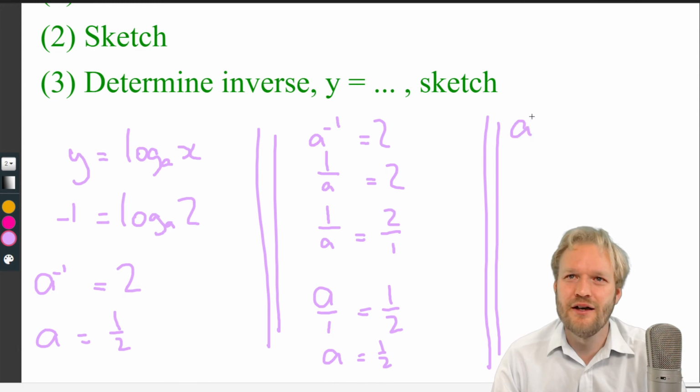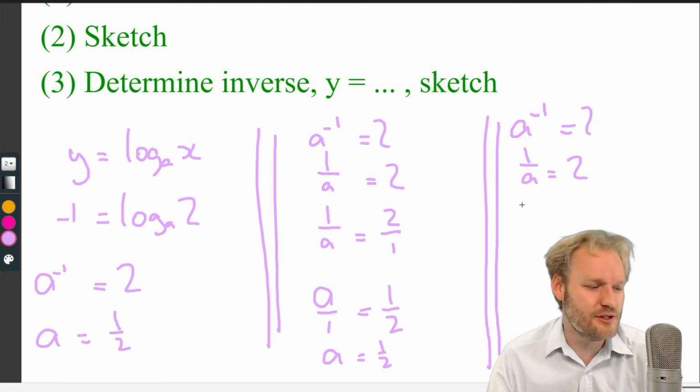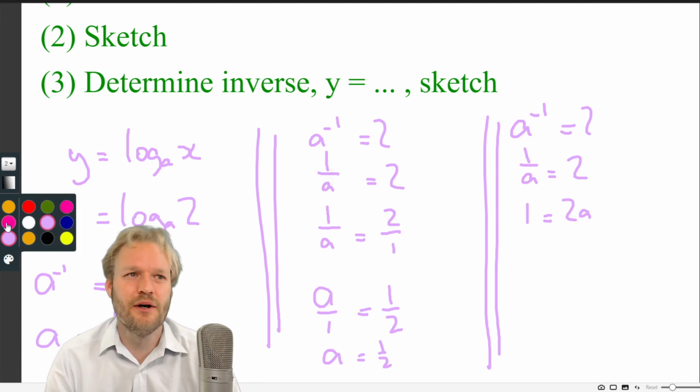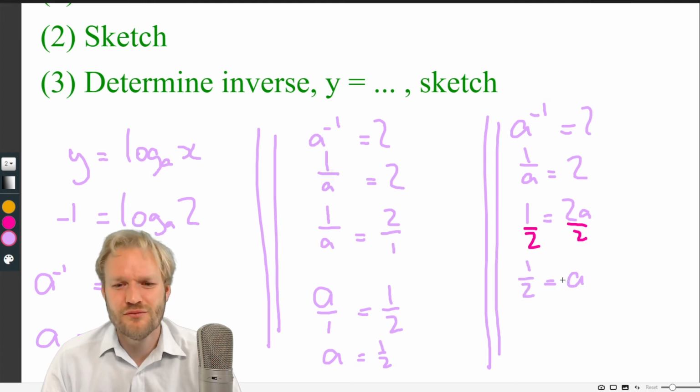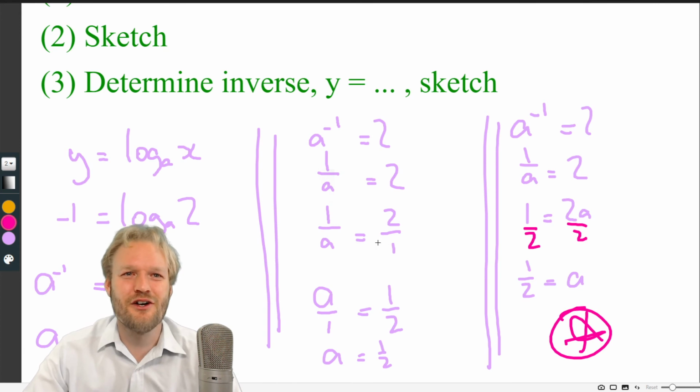Other way, a to the -1 equals 2. That means 1 over a equals 2. Multiply both sides by a, like it's the lowest common denominator. And so when we do that, we get 1 equals 2a. Divide both sides by 2, and we get a equals a half. You know what? I'd be tempted to say this third option's preferred, because it just followed everything nicely and there wasn't some giant leap of logic. Okay, so a equals a half.